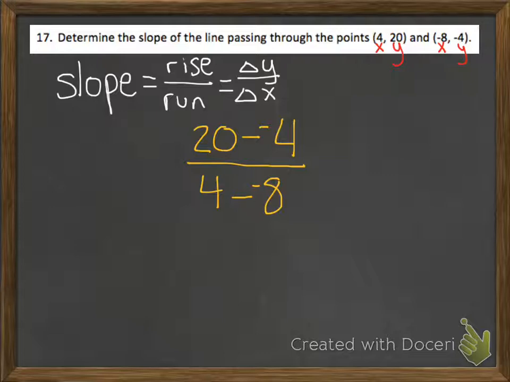Now I can simplify. 20 minus -4 is going to become 20 plus 4, just like 4 minus -8 becomes 4 plus 8, because whenever we subtract a negative, that's like adding. So 20 plus 4 is 24. 4 plus 8 is 12. 24 divided by 12 is 2, and that's my slope.